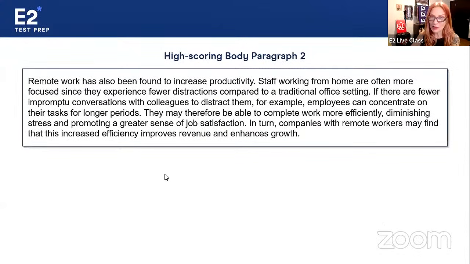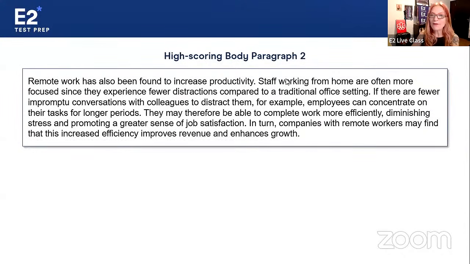Now, this is a high scoring one. Remote work has also been found to increase productivity. So now, has also been found. Why also? It's the second body paragraph. You're adding a second idea. Instead of going secondly, look at the also, it fits in the middle of the sentence. It's not mechanical then.